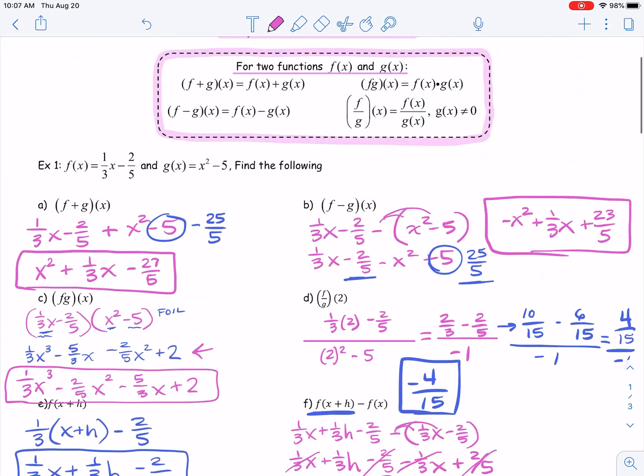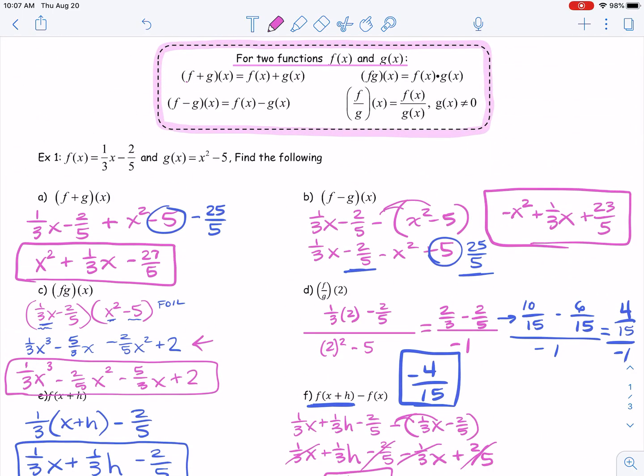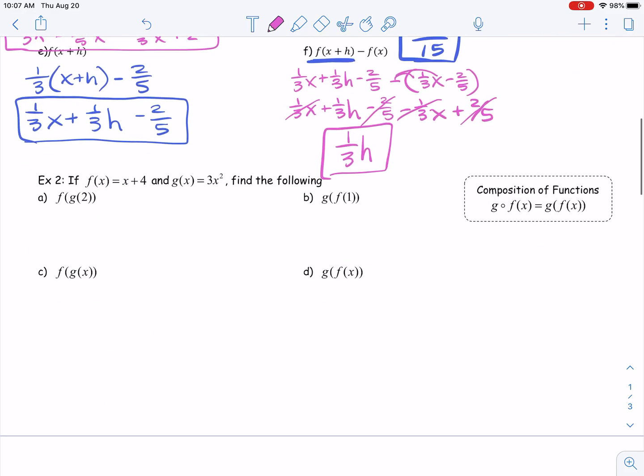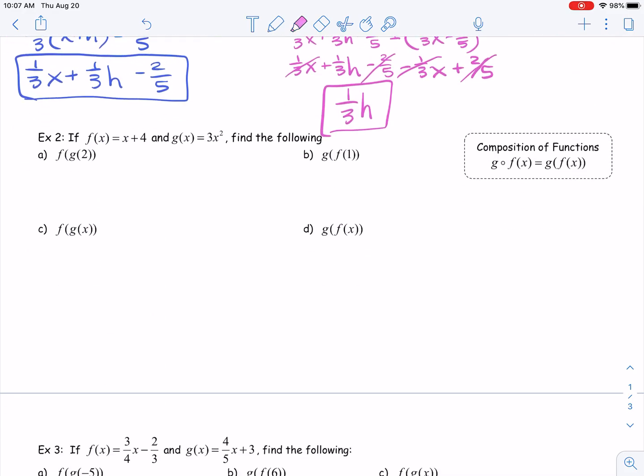All right, so we talked about operations, adding, subtracting, multiplying, and dividing. And so now we're going to get into something called compositions of functions. And there's two ways that we notate composition of functions. Sometimes we will use this little open circle, this open dot. That is not a multiplication symbol. That is a composition symbol, and we read that as g of f of x. And that's exactly how we read it in the second notation as well, g of f of x.